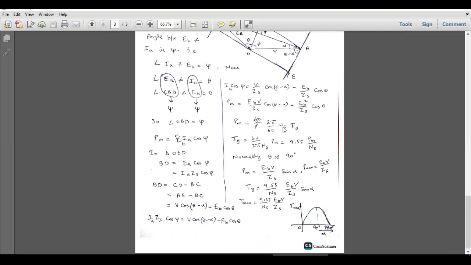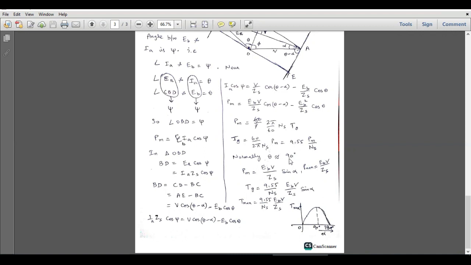We can calculate the generated torque by this power expression. Power is equal to T omega, and omega is equal to 2 pi ns. Ns is the synchronous speed in RPS, and we can multiply it by 60 to get N in RPM. So PM is equal to 2 pi by 60 Ns Tg. Tg is the generated torque, and Tg will be equal to 60 over 2 pi Ns into PM, and 60 over 2 pi is equal to 9.55. So it will become 9.55 into PM over Ns.